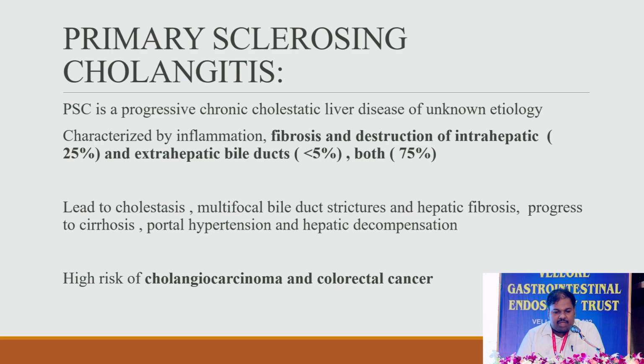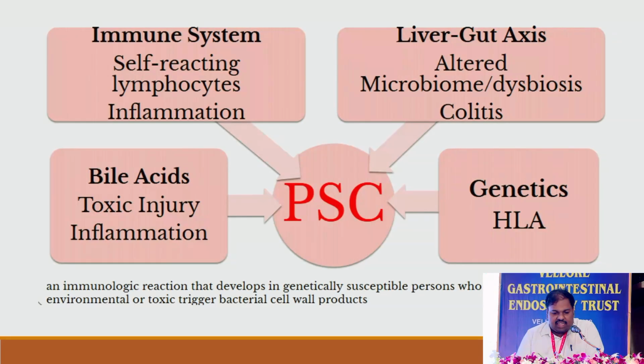The next is primary sclerosing cholangitis. Primary sclerosing cholangitis is a progressive chronic cholestatic liver disease of unknown etiology. It is characterized by inflammation, fibrosis and destruction of the intrahepatic or the extrahepatic bile ducts. It can lead to cholestasis or multifocal bile duct stricture, and there is a high risk of cholangiocarcinoma in these cases.